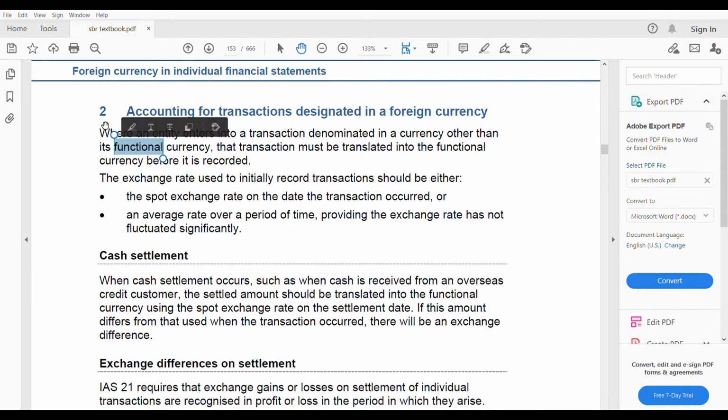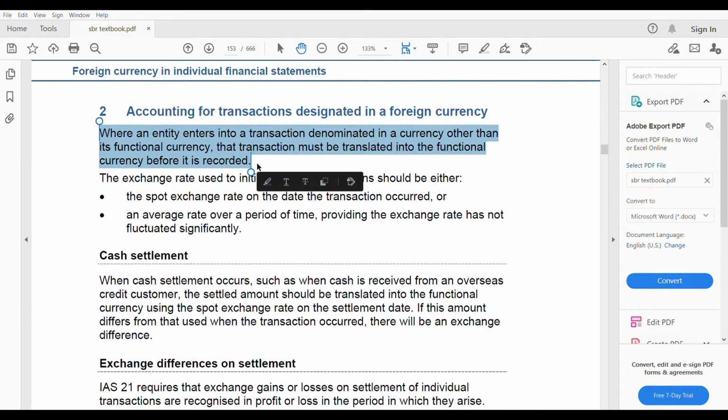Are you understanding what it means? That means in the financial statements, you can only put the functional currency, not any other currency. If your functional currency is something else, and the transaction happened in some other currency, remember to translate that transaction into your functional currency before you put it in the financial statements. That's what this line means. Okay, so the exchange rate used to initially record the transaction should be either of two rates. What are the two rates? One is the spot exchange rate on the day the transaction occurred.